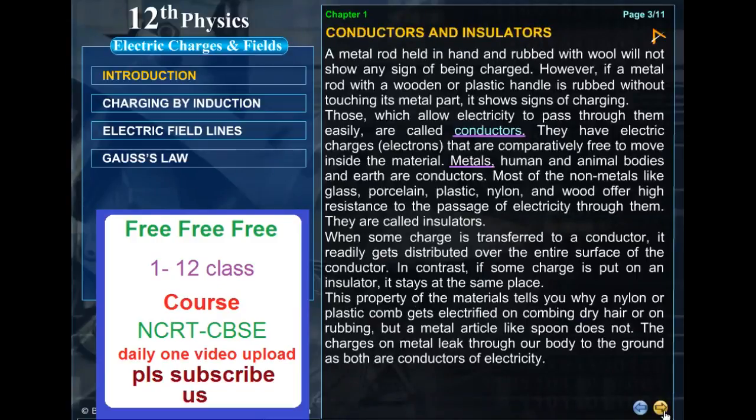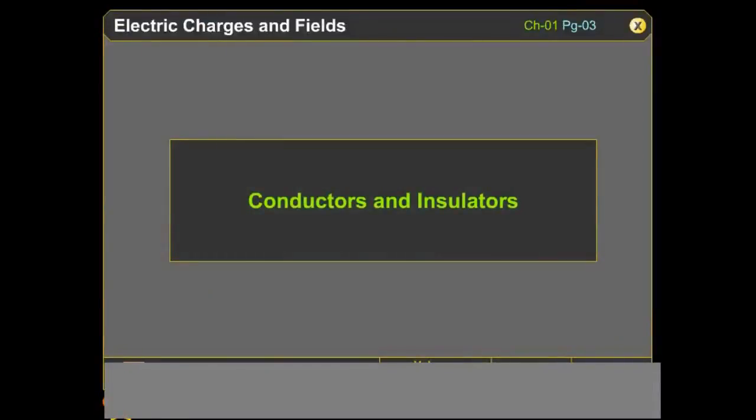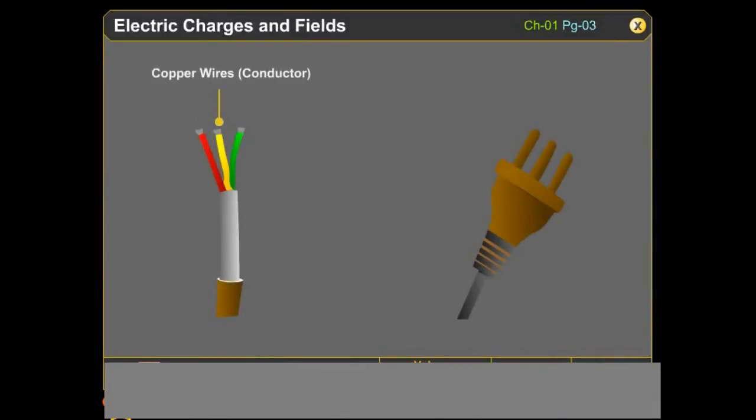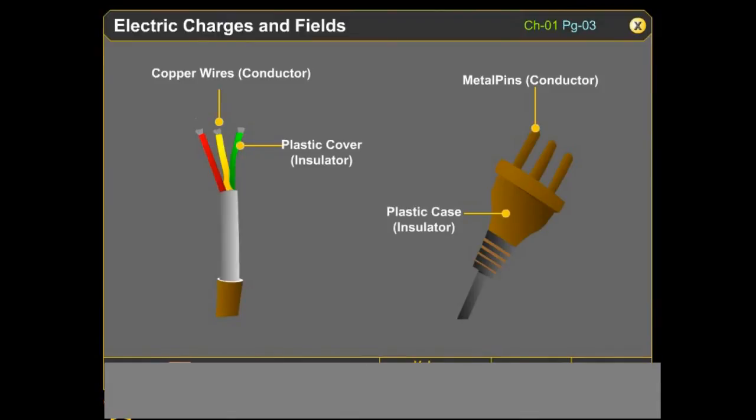Conductors and insulators. Those substances through which electricity cannot flow are called insulators. The presence of free electrons in a substance makes it a conductor. In this, copper wires are conductors and the plastic cover is an insulator. The same case is with a 3-pin plug. The plastic case is an insulator and the metal pins are conductors.